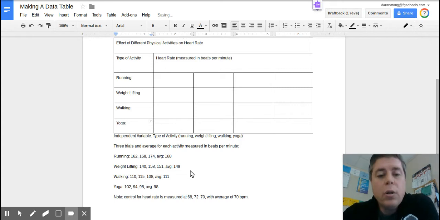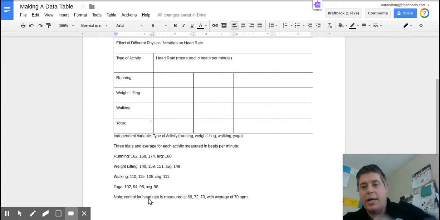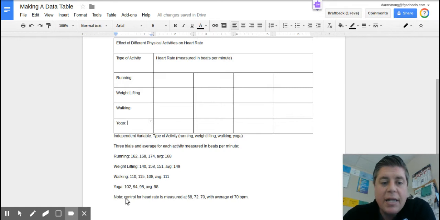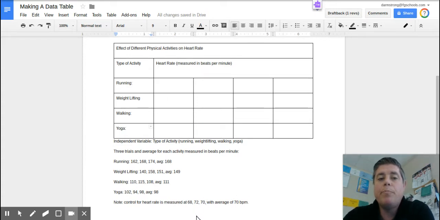All right. So you'll also notice down here in my data that was taken from a scientific notebook that it gives you a note, right, that the control heart rate was measured at 68, 72, and 70, which gives me an average of 70 beats per minute. In your data, you could make a note like I did here, or you could include a column for the control heart rate. So either way, for now, I'm going to leave that off. Okay, but you'll see that I need to add my trials.